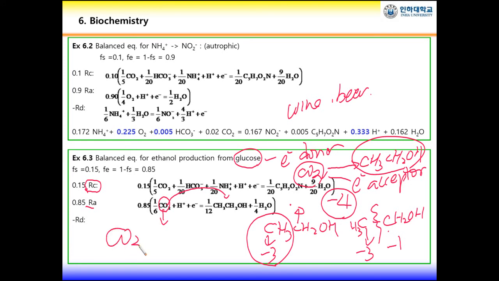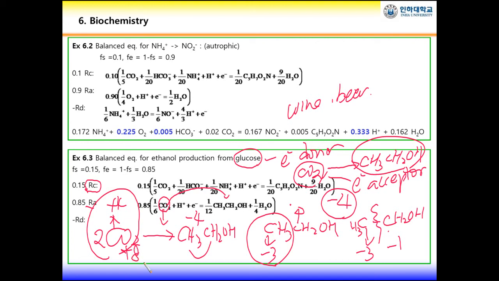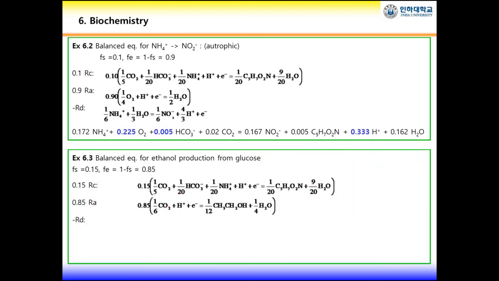So you make ethanol from 2 moles of carbon. The oxidation number is -4 in ethanol, and this one is +4 in carbon dioxide. So we need 2 moles of carbon dioxide, that is +8. So +8 to -4. So how many electrons do you need? 12 electrons, right? So this half reaction is okay. You can check it.